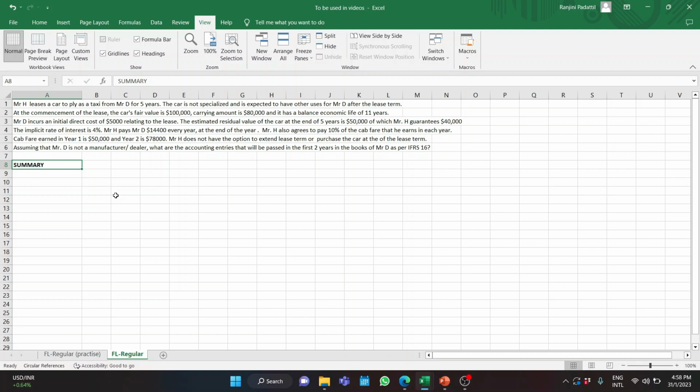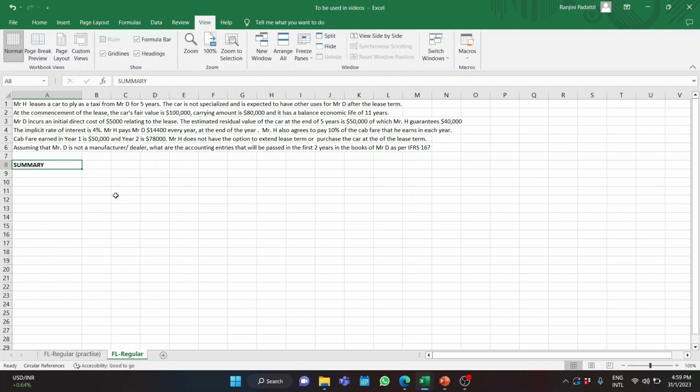The estimated residual value of the car at the end of 5 years is $50,000, of which Mr. H guarantees $40,000. The implicit rate of interest is 4%. Mr. H pays Mr. D $14,400 every year at the end of the year. Mr. H also agrees to pay 10% of the cab fare that he earns in each year. Cab fare earned in year 1 is $50,000 and year 2 is $78,000.